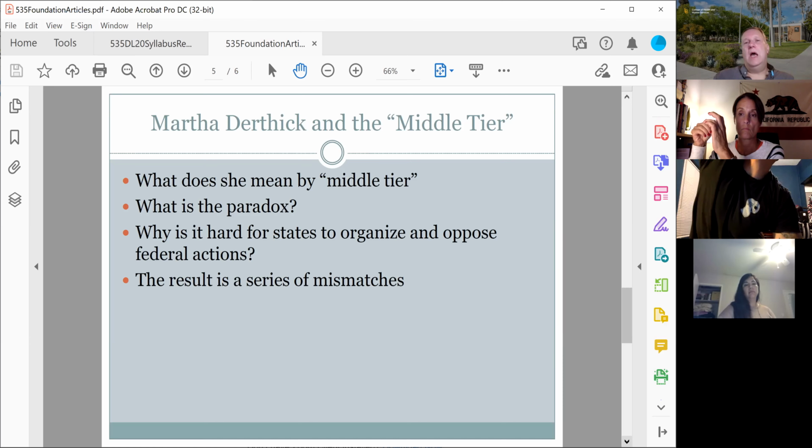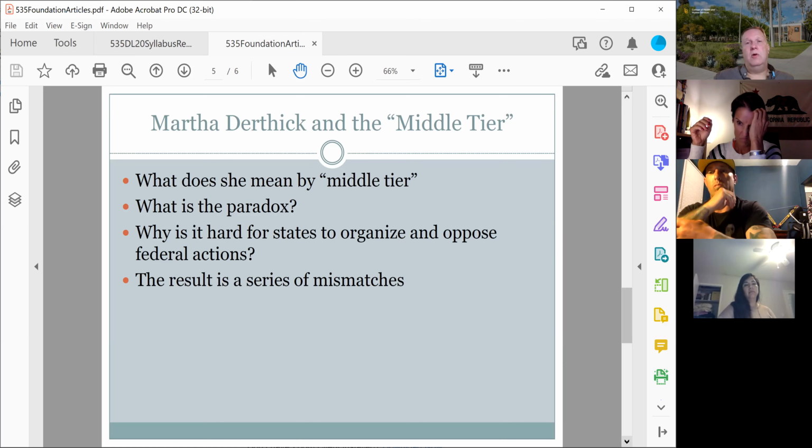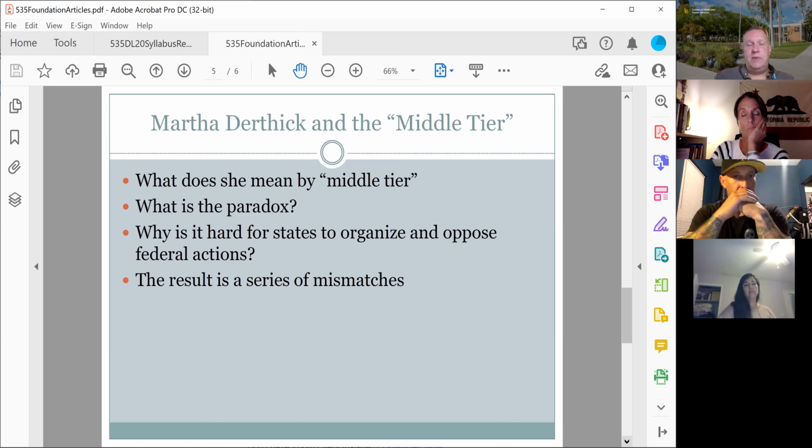and use those as vehicles to try and work together and push back. We'll talk about the Ann Bowman article, where she'll introduce us to some of these specific things that have been done, like the forming of compacts and multi-state legal action, where states have gotten together and tried to push back.